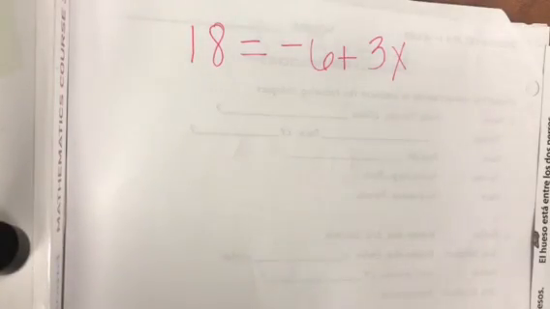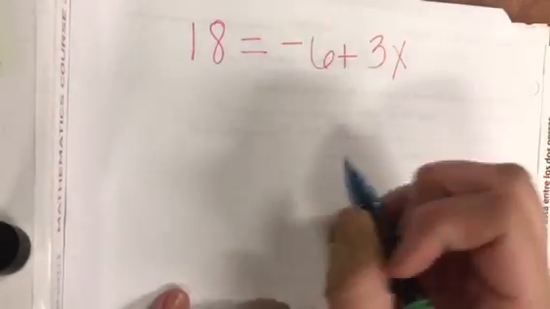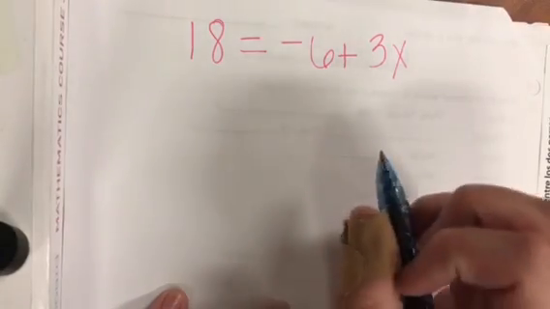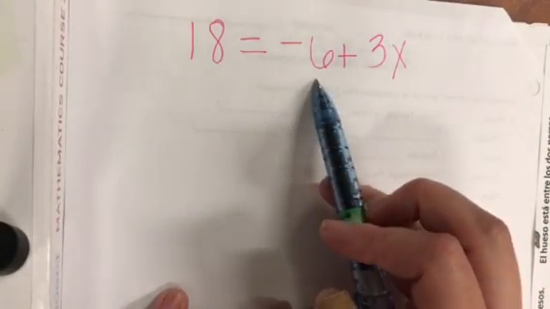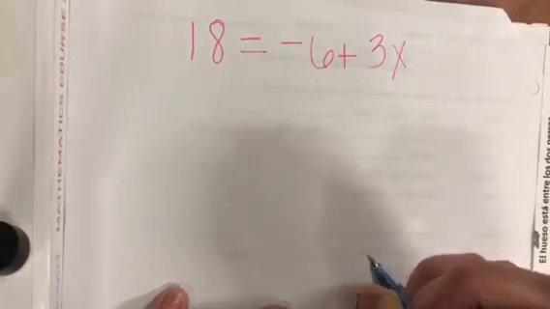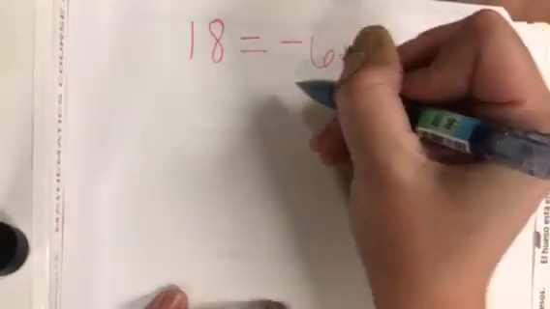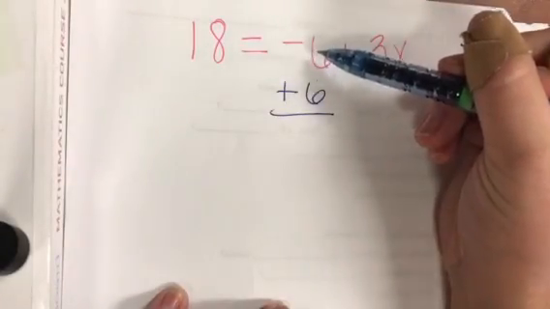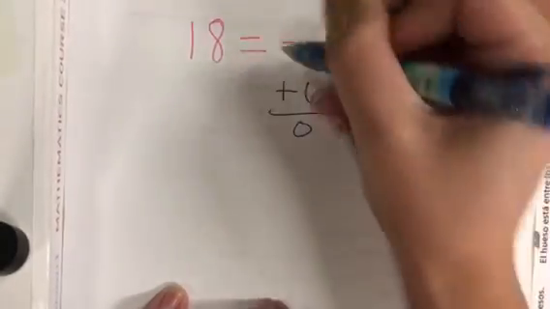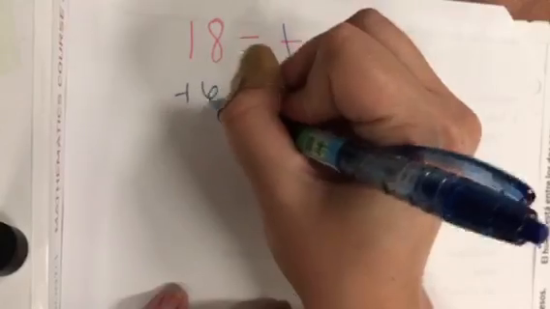So now we've got 18 equals -6 plus 3x. The first thing we said, step 1, was to eliminate the constant by adding or subtracting. I've got -6 as my constant. Should I add or subtract that? It's -6, so you want to do the opposite to get rid of it on that side, so we're going to add 6 on both sides. So -6 plus 6 is 0.